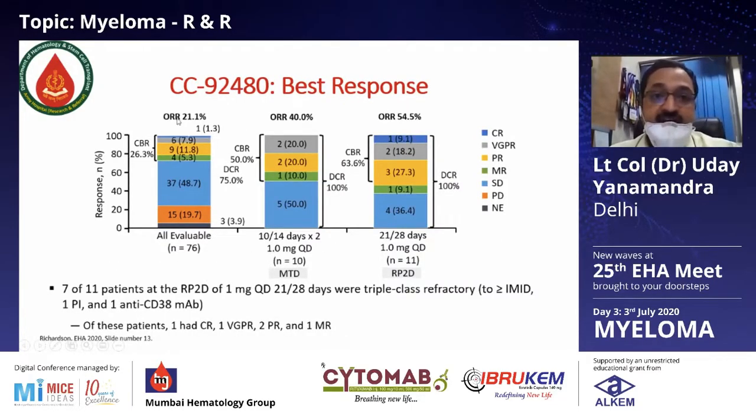So in this particular study, they have shown that the overall response rate was 21% in the triple refractory group of patients, wherein more than 2 IMiDs or 1 PI and 1 DARA. So DARA resistant, bortezomib resistant, and IMiD resistant patients, the overall response rate was 21%. But if you look at increasing dose, that is, if you give the same drug for 21 out of 28 days, then the overall response rate was 54%. So this drug might be an important drug in the future if this shows a similar benefit in the phase 2 and phase 3 trials.